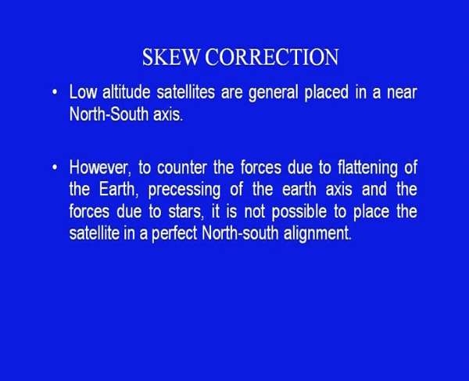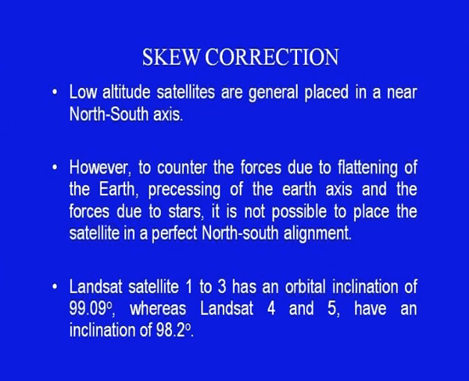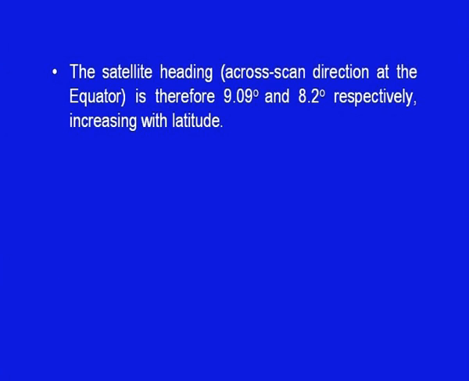Next, we come to skew correction. Low altitude satellites are generally placed in a north-south axis. However, to counter the forces due to flattening of the Earth, precessing of the Earth's axis and the forces due to the stars, it is not possible to place the satellite in a perfect north-south alignment. Landsat 1 to 3 has an orbital inclination of 99.09 degrees, whereas Landsat 4 and 5 have an inclination of 98.2 degrees. The satellite heading, that is across scan direction at the equator, is therefore 9.09 degrees and 8.2 degrees respectively, increasing with latitude.